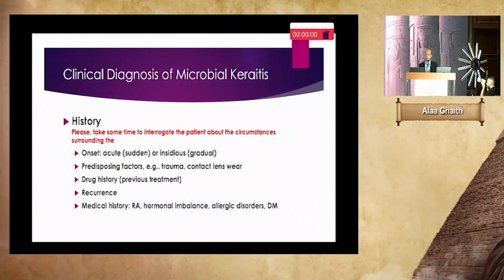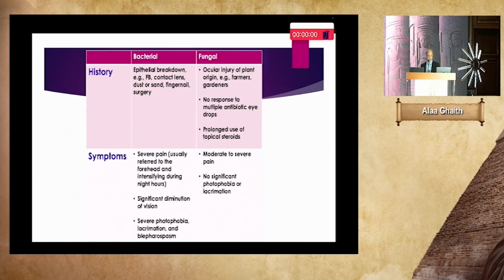Whether they are acute or insidious, predisposing factors like trauma or contact lens wear, drug history, what we mean previous treatment, also the history of recurrence, it's very important, and medical history, whether the patient is receiving treatment for any systemic disorder like hormonal imbalance, rheumatoid arthritis, allergic disorders. History taking, from my own experience, is the most important part of your encounter with the patient.